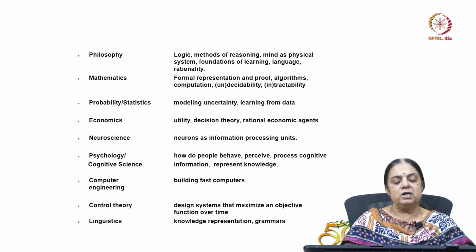Neuroscience, neurons as information processing units. So we know that if we look at the way the brain works, it's like a neural network basically. There are neurons which are highly interconnected with each other, etc. So neuroscience is a very important concept there.